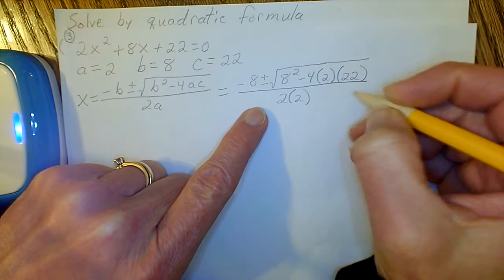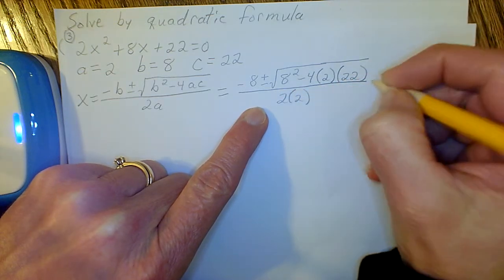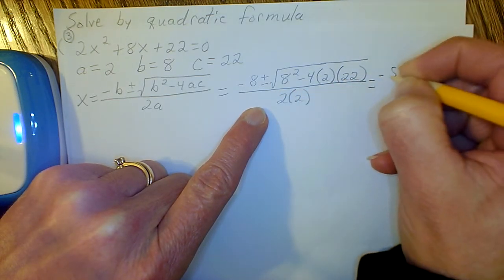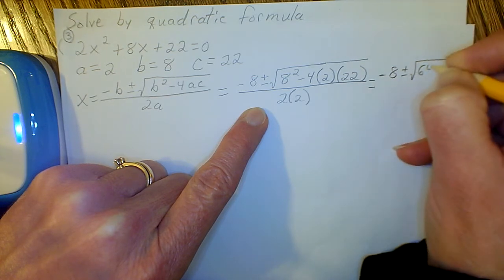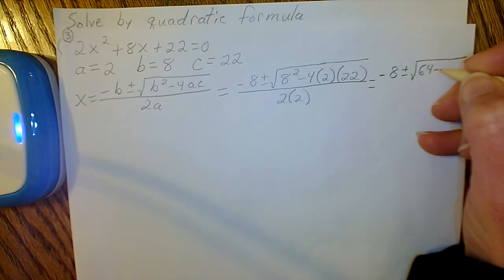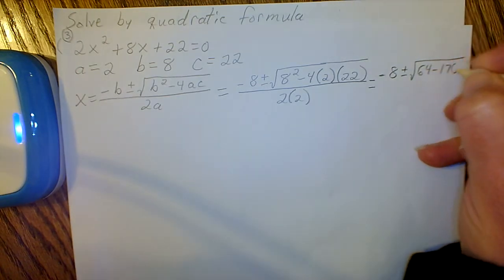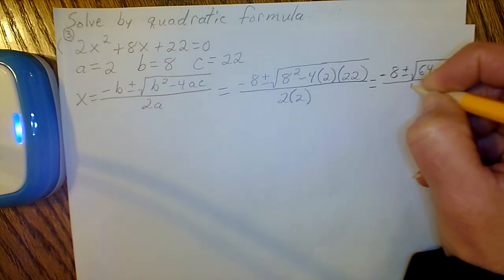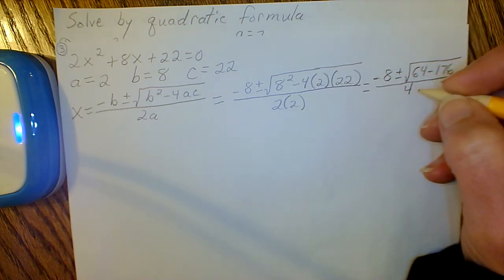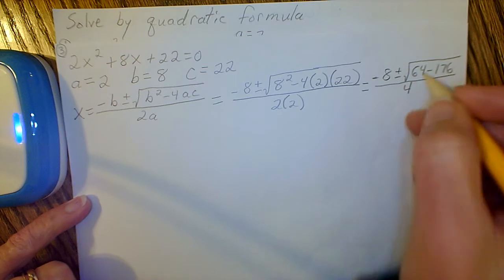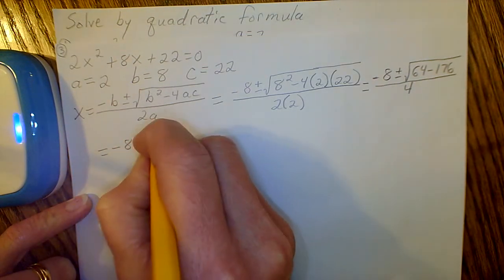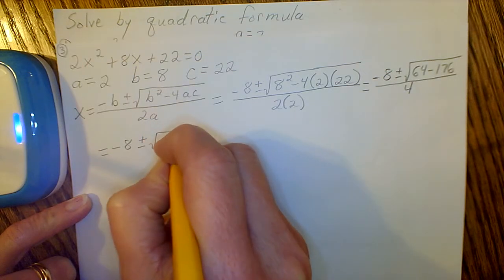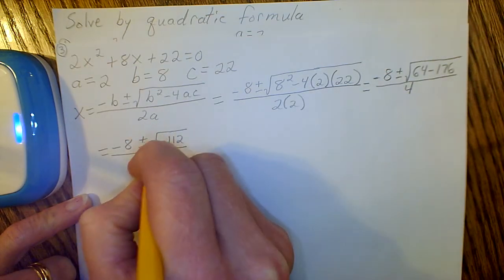And so now we need to simplify what's on the inside here. And so that's going to be negative 8 plus or minus the square root of 64 minus 176. And so let's put that in there, all over 4. And so now we need to simplify what's inside the radical. And that'll give us a negative 8 plus or minus the square root of negative 112, all over 4.